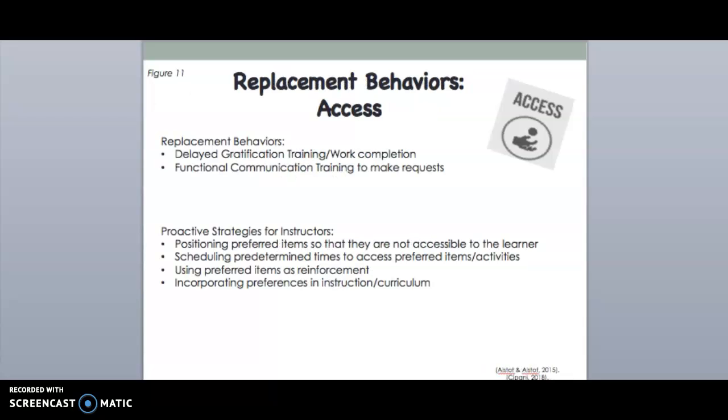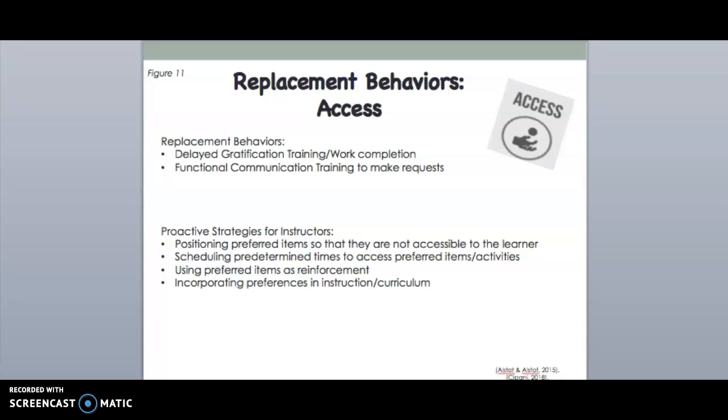Delayed gratification training could be used to have learners wait for preferred items or activities if they are trying to access them. In other words, the learner would be provided access to something once a task was completed or after a predetermined amount of time has passed. Functional communication training could also be used to teach learners to appropriately request or demand items.